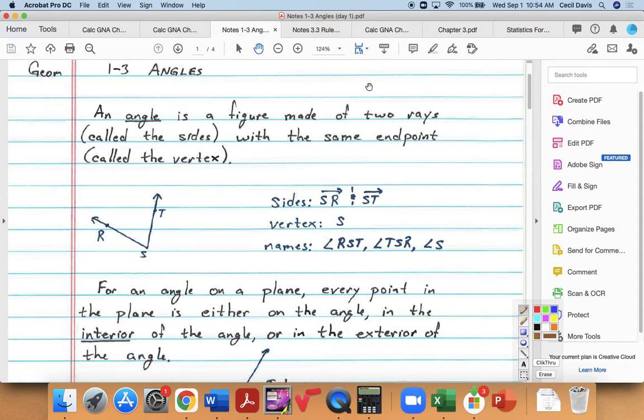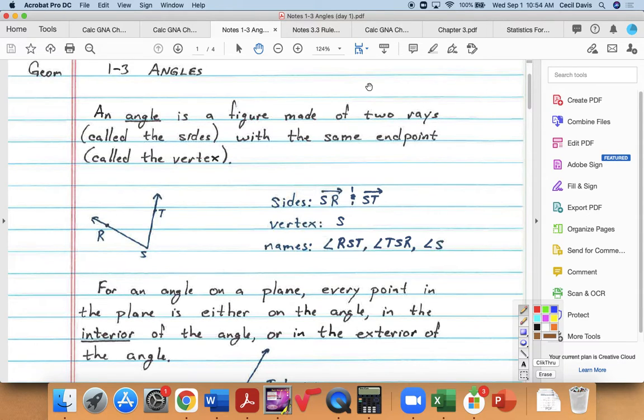Okay, today we're going to go on. We're going to start section 1.3, which is on angles. We've been doing all kinds of stuff involving segments primarily. Today we're going to turn to angles, and you're going to find that there are some things that are very similar between segments and angles. Some things are different, but some things are pretty much the same.